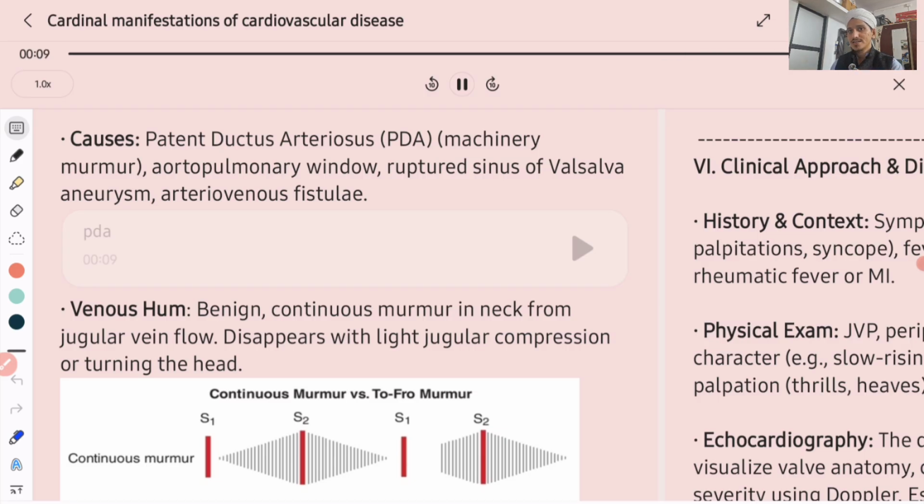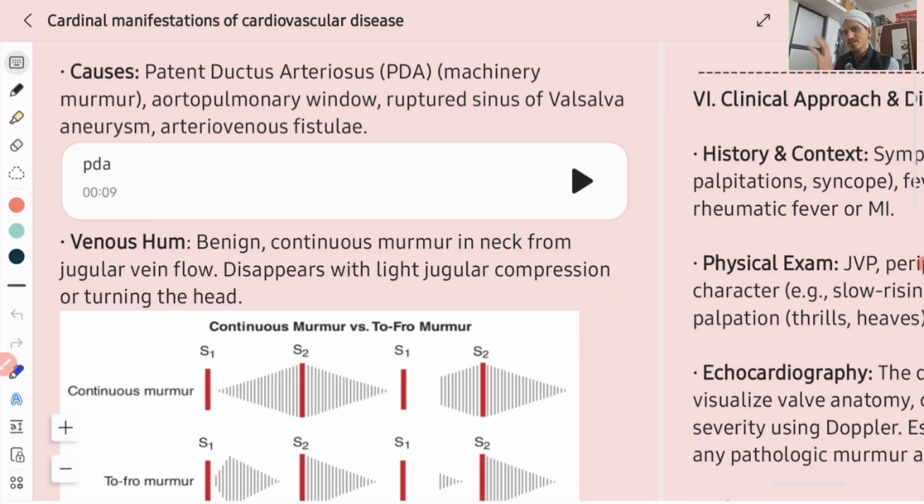So sound is decreasing, increasing, but it is continuous during the systole and diastole, like a machine type.